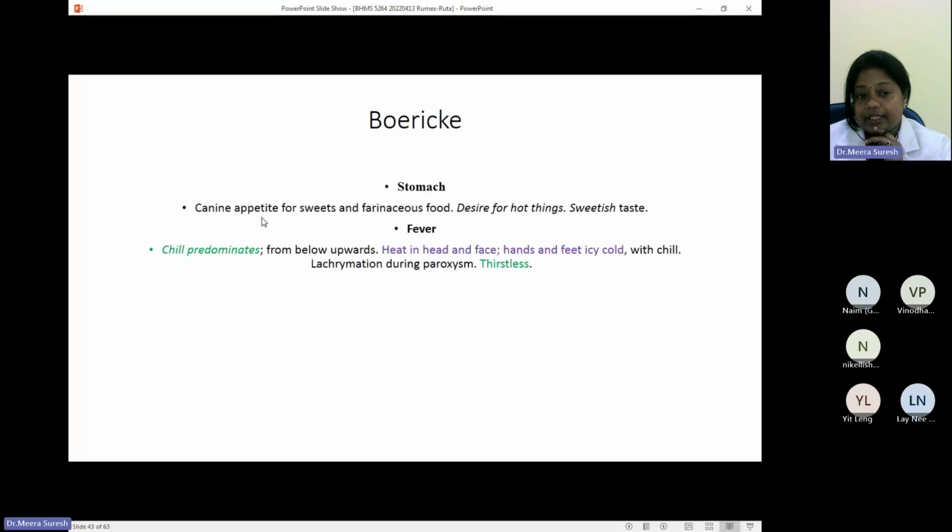They have a canine appetite for sweets and farinaceous food. Sweets connected to Cina, connected to the worm complaint, and then the desire for hot things or the warm food and drinks that we told.